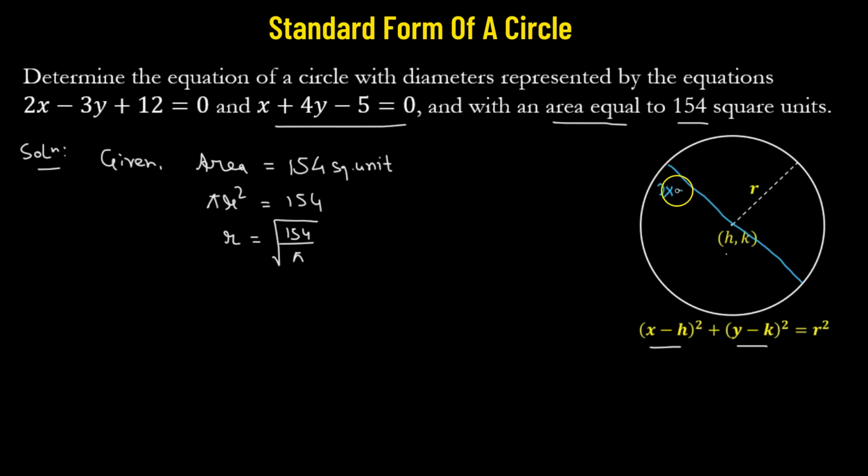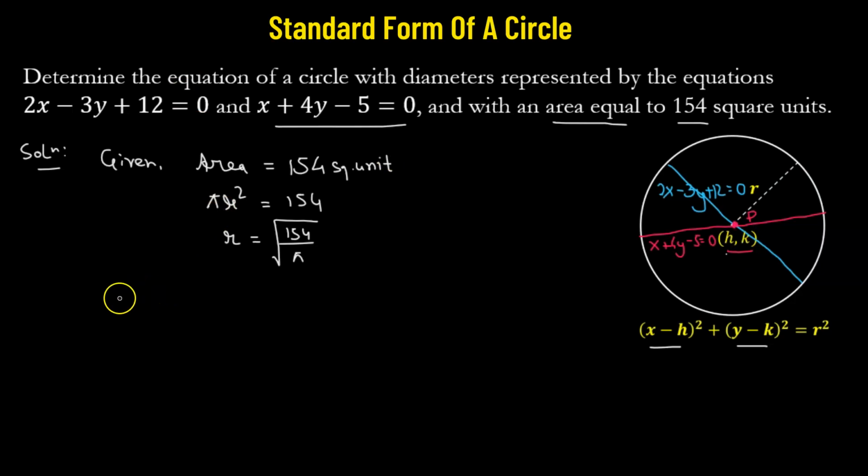Let's say it's 2x minus 3y plus 12 equals 0. Then we have another diameter. That diameter is also going to pass through the center of the circle, and it has the equation x plus 4y minus 5 equals 0. In a way, if we solve these two equations, they will give us the intersection point. Let's call it P. The intersection point is going to be the coordinates of the center, because the two diameters pass through the center. Or we can say the two equations have a common intersection point at the center.